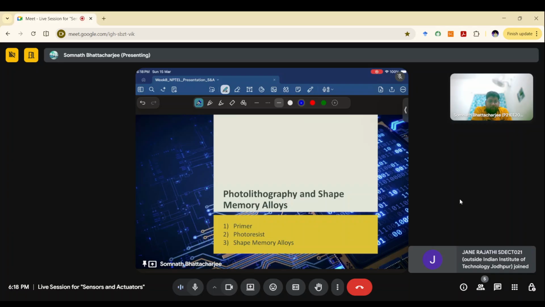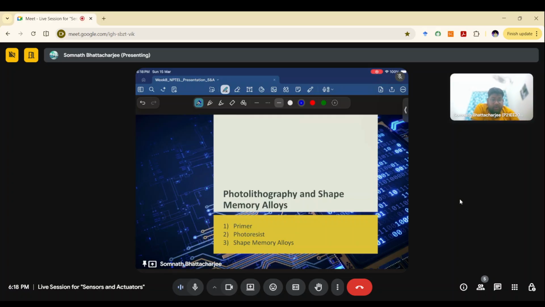Previously we learned about different kinds of baking, hard baking and soft baking, and why they were required. Further we learned about spin coating of the PR, developing of the PR, and etching of the metal. But we haven't been able to discuss priming. So why do we need a primer, and what kind of primer is normally used? Then we'll learn the nitty-gritty of photoresist, and why it is very different from other organic polymers. And further we'll learn about shape memory alloys.